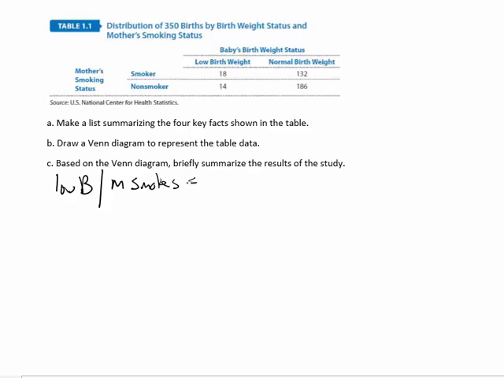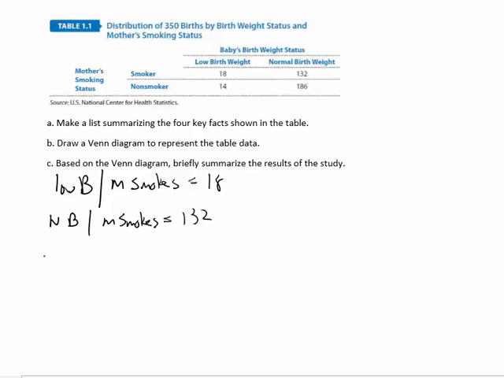Okay, how many babies are in that category? There's 18 of them. Let's go with normal birth and smoking mothers. There are 132 of them.